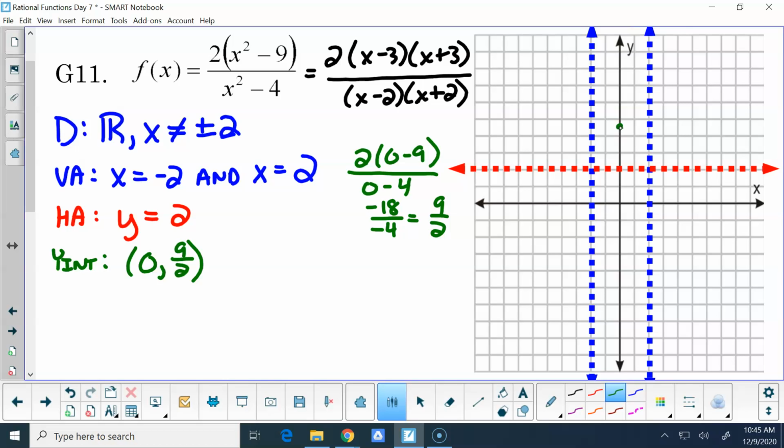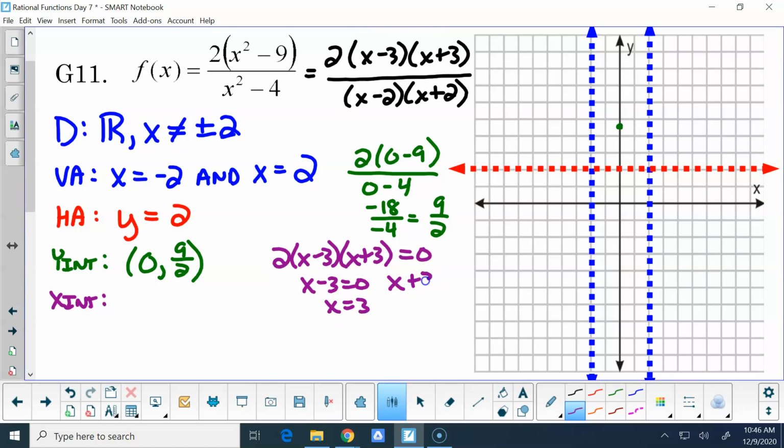X-intercept. Set the numerator, I already got it in factor form, so I might as well use it in factor form, equal to 0. Then x minus 3 is going to be 0, x equals 3. x plus 3 is going to be 0, so that's going to be negative 3. So I have two x-intercepts at 3 comma 0 and at negative 3 comma 0.